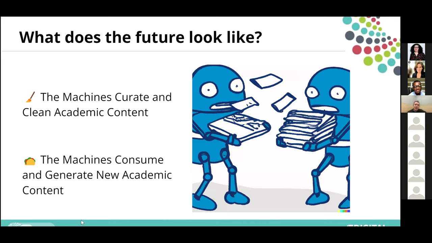But I think the machines are going to consume and generate new academic content. We're going to help them do that. But we also need to clean it up. We also need good metadata. What I was saying before about, is the metadata good enough?